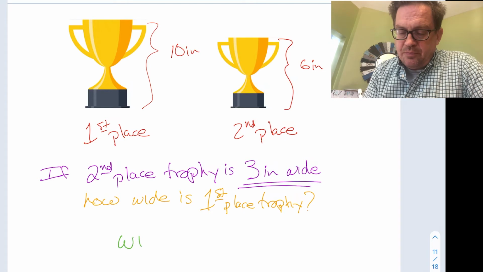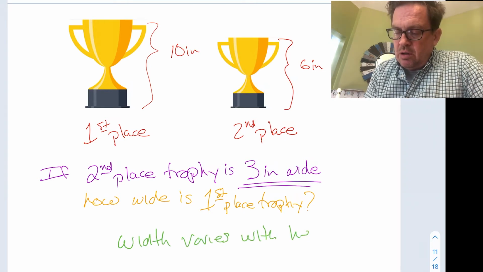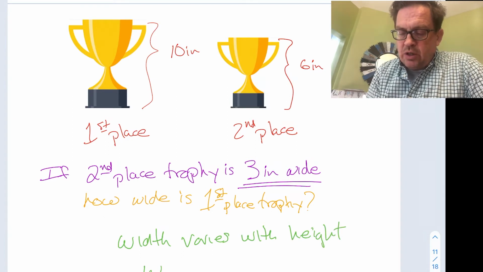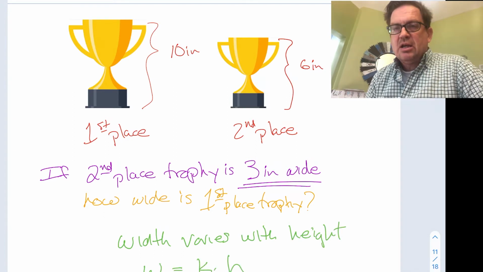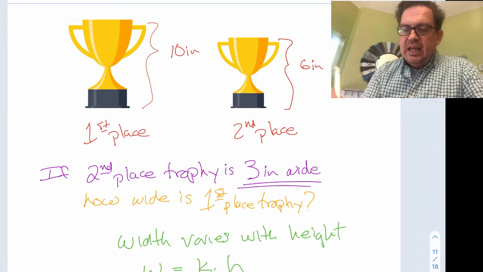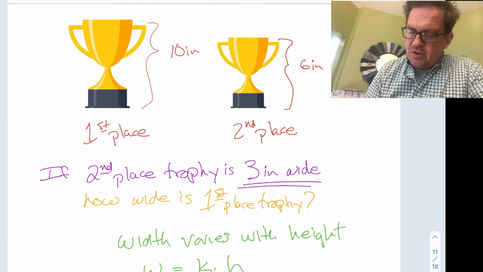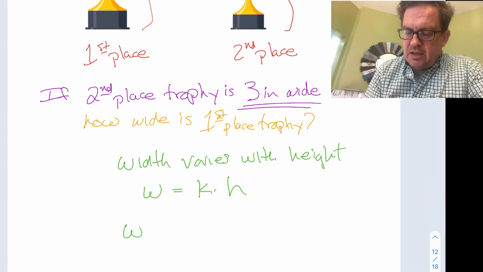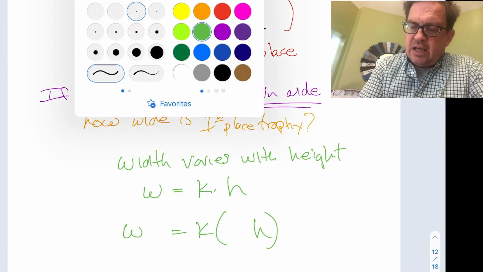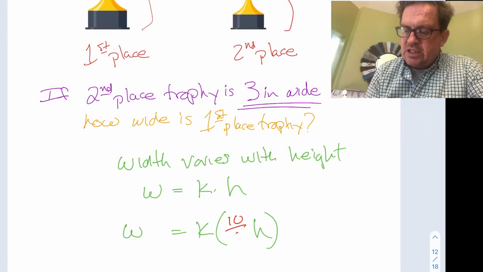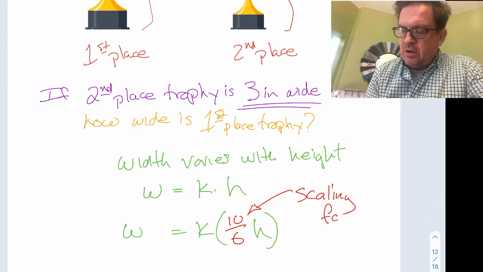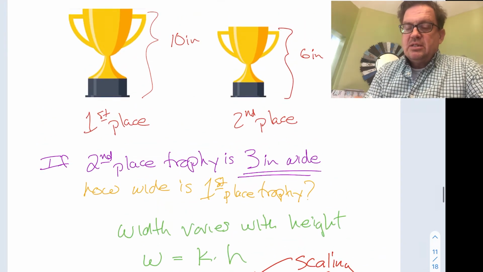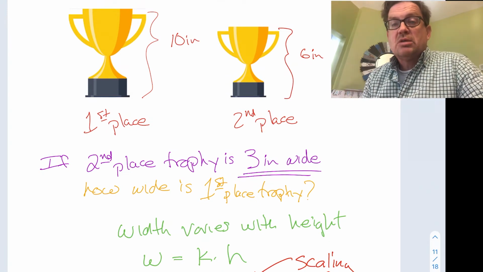Well, the width varies with the height. So what I mean is the width is equal to some constant times the height. They scale together. And so if I change the height, so the width is k times h, let's say I change the height and I scale it up by 10/6. That's my scaling factor. It's 10/6 times as tall as the shorter trophy.